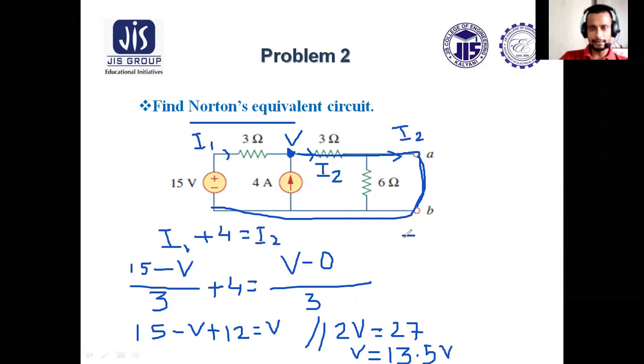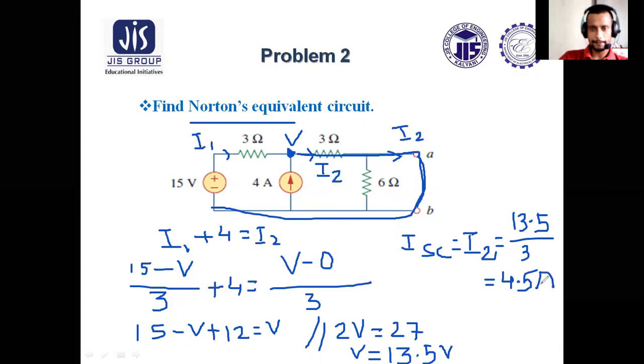Now ISC in this case will be equal to I2, since this I2 current is flowing through the short circuited path. So ISC equals I2. Now I2 equals V by 3, that is 13.5 by 3, so 4.5 ampere. So this is how you can find ISC.